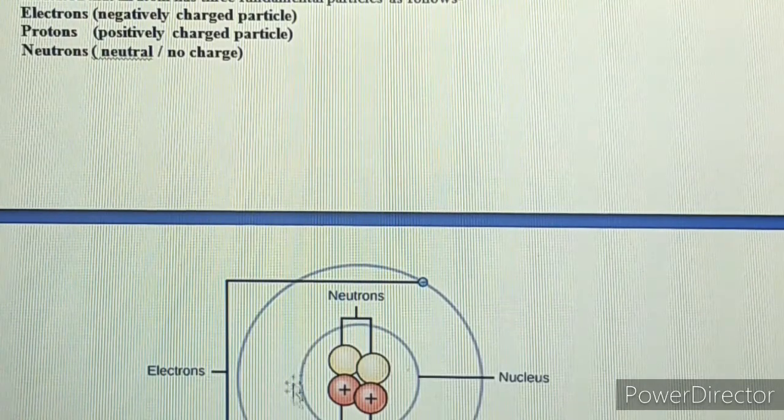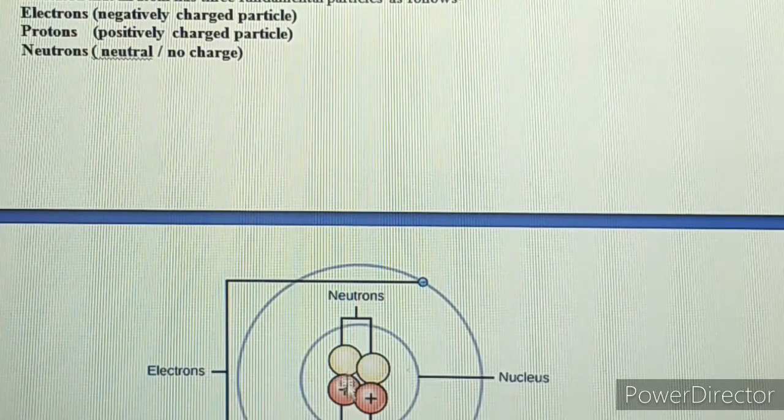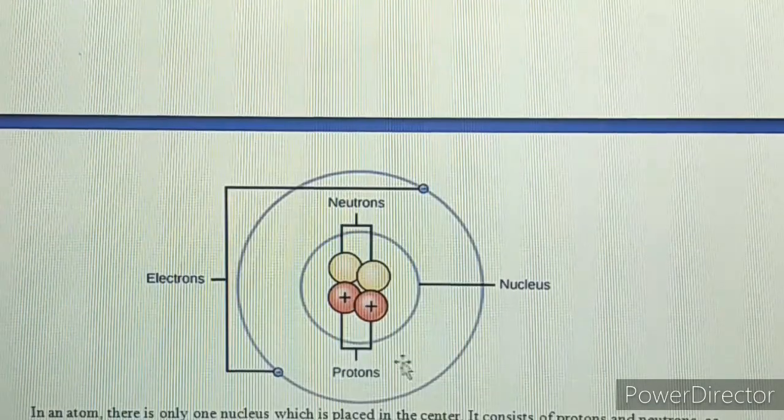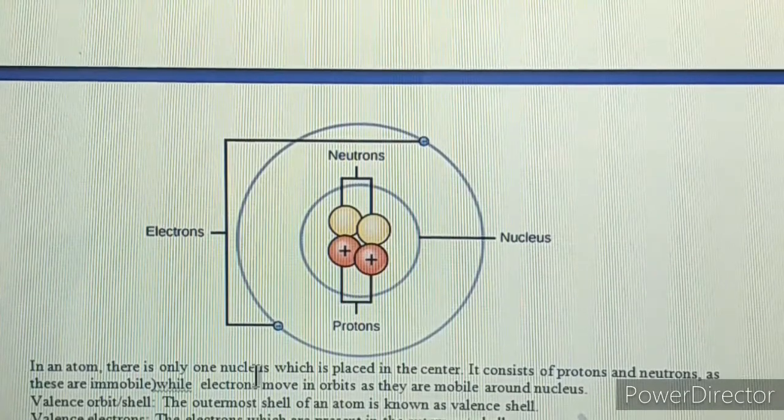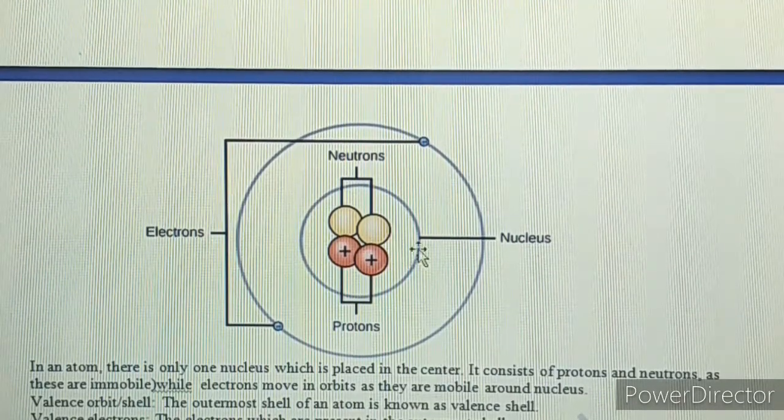That is why they always move in orbits around that nucleus, and these orbits are also called shells, children. So I'm going to read about this. In an atom, there is only one nucleus, which is placed in the center. It consists of protons and neutrons. Protons are positively charged particles. Neutrons do not have any charge, and they are inside the nucleus.